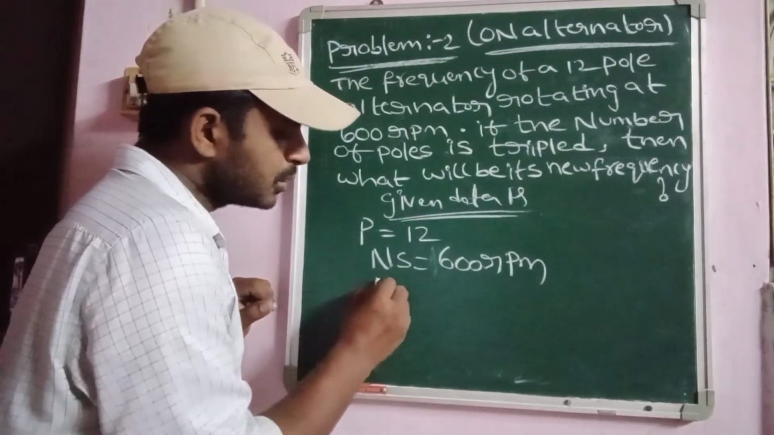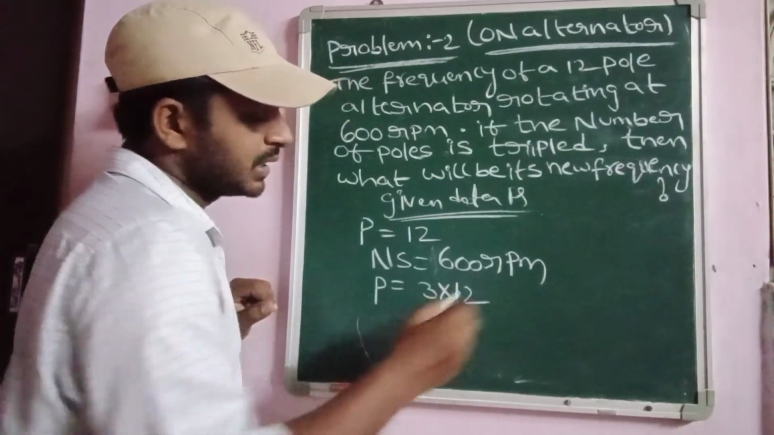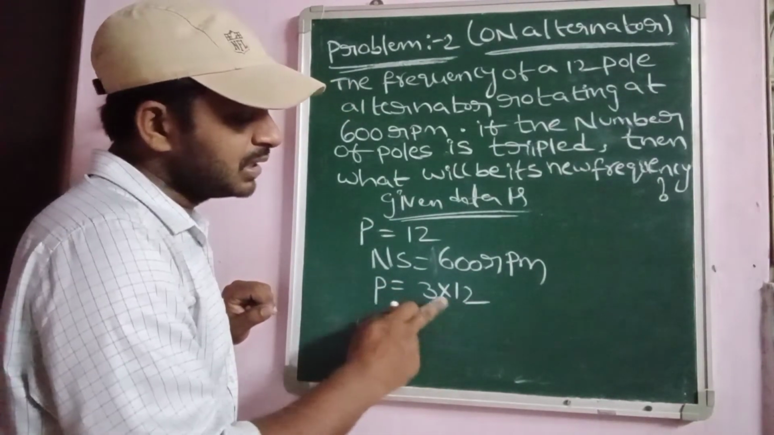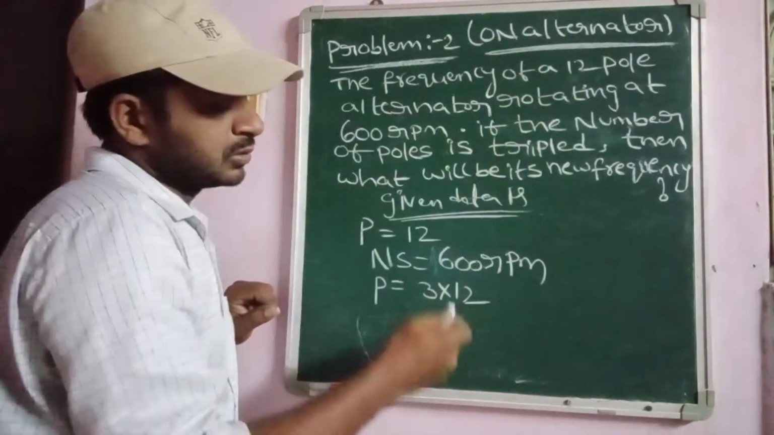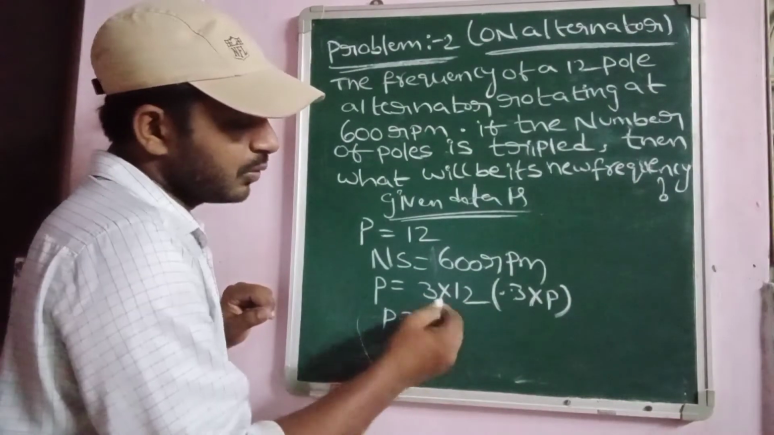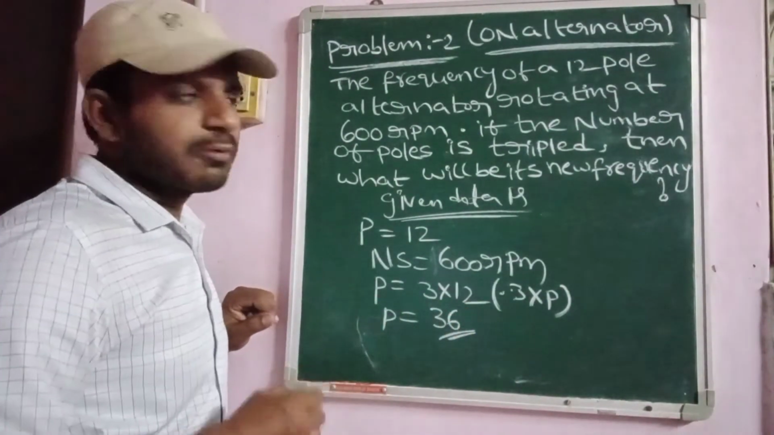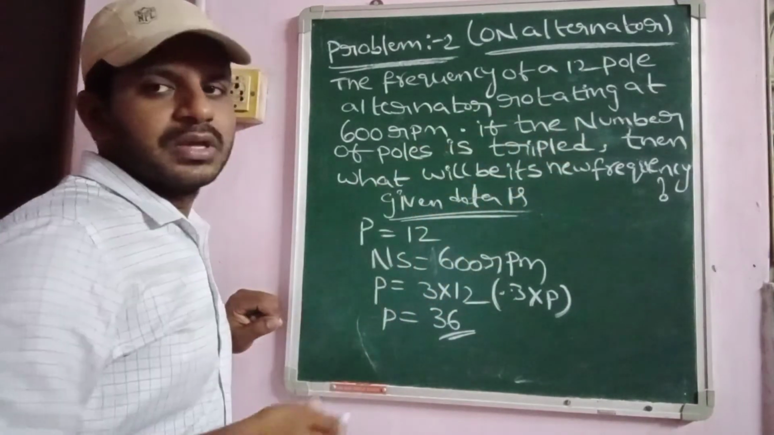If the number of poles is tripled, అంటే అర్థం ఏంటి, p is equal to 3 into 12 అంతే కదండి. నెంబర్ ఆఫ్ పోల్స్ ట్రిపుల్ అంటే అర్థం ఏంటి, 3 into given poles, అంటే 3 into p అని అర్థం. From the given, 36 పోల్స్ మనకి వస్తాయి. టోటల్ మనకి 36 పోల్స్ ఇచ్చిన దాని ప్రకారం వస్తుంది.